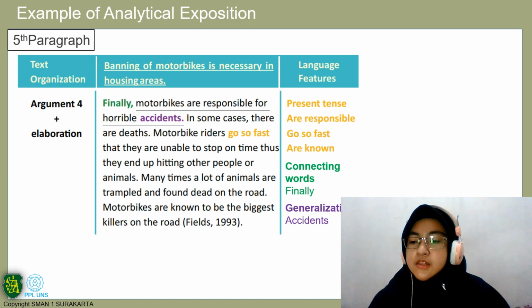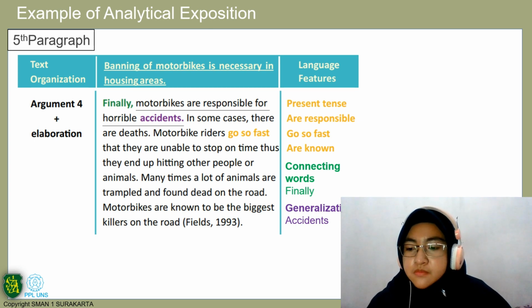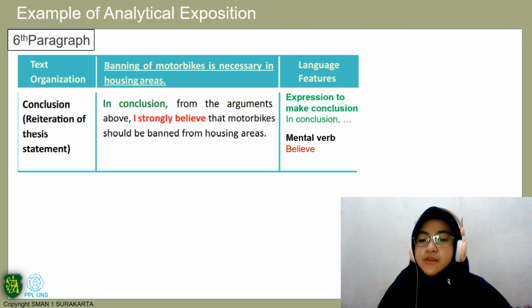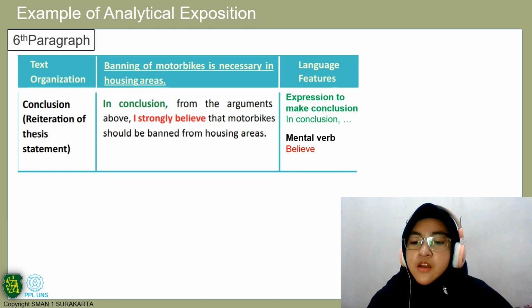And then if we look at the language feature, we find finally connecting word and then accidents, generalization. Not all accidents are actually caused by motorbikes, but here the writer chooses accidents. Okay, present tense, are responsible, motorbikes are. Riders go. Okay, and so on. And then the sixth paragraph, the last paragraph, conclusion or the reiteration of the thesis statement.